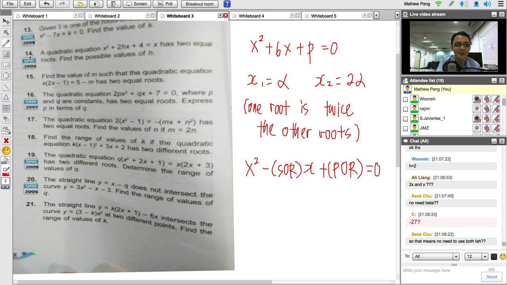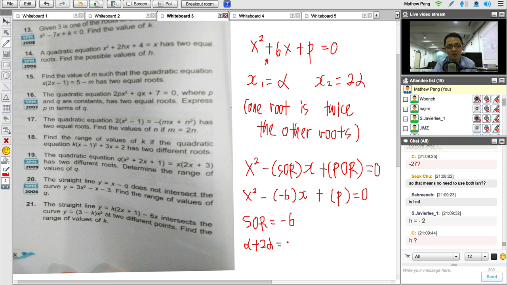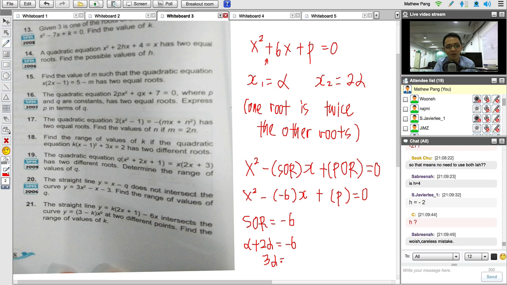But the problem is for this quadratic equation, I find some problem over here. This symbol is positive. I'm not allowed this symbol to be positive. It needs to be negative. So I change this quadratic equation into x squared minus negative 6x plus p equals 0. Now I got my sum of roots. Sum of roots will equal negative 6. What is sum of roots? Alpha plus 2 alpha equals negative 6. 3 alpha will equal negative 6. Alpha is just negative 2.